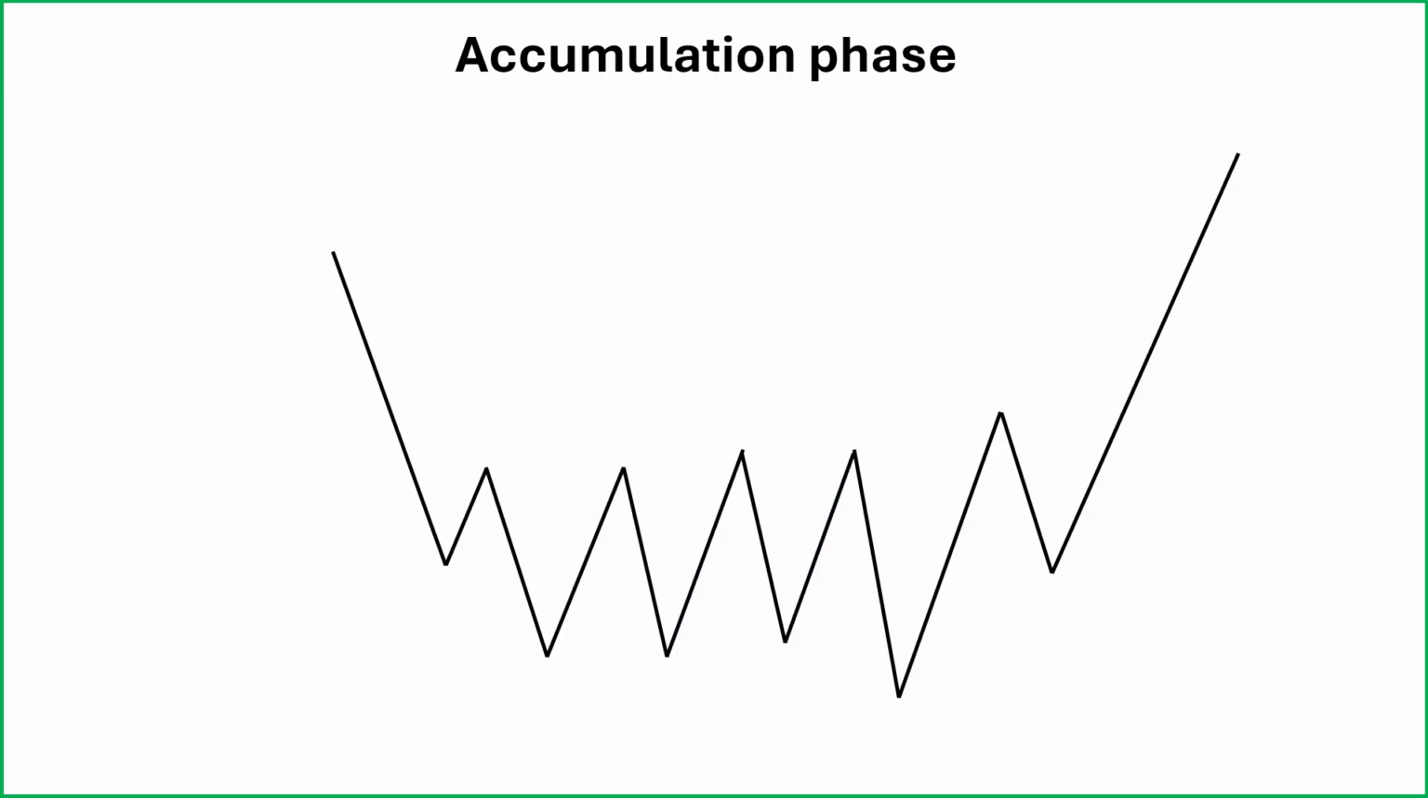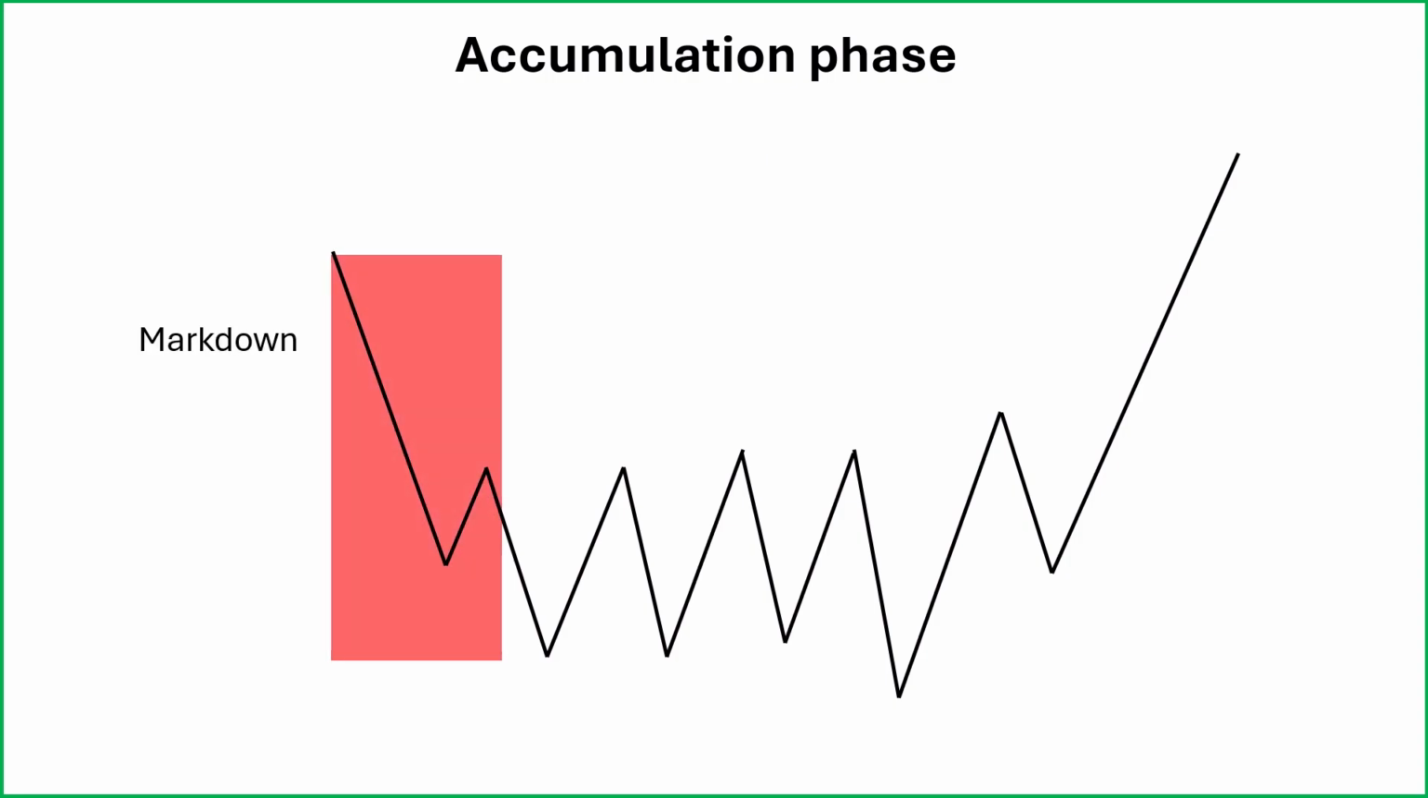And we'll begin with the first key step, the markdown. Now, a markdown is just a fancy term for a downtrend. It's when the market is falling. And this always comes before a standard accumulation phase. I'm not talking about reaccumulations here. We'll get to those later. But your traditional accumulation? It always begins with a markdown. This is where price is dropping, sellers are clearly in control, and the mood in the market is usually fear or panic. Eventually, the price stops falling and starts moving sideways.